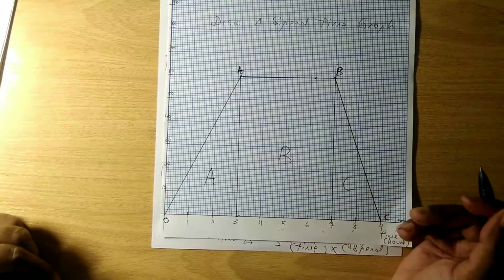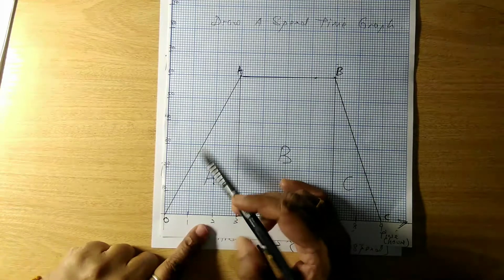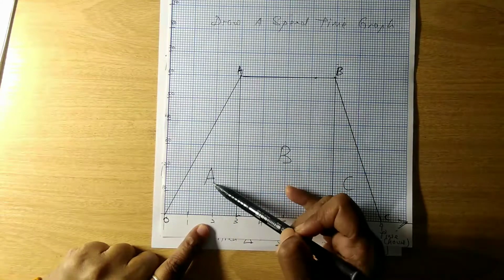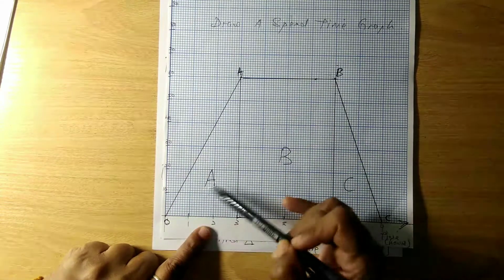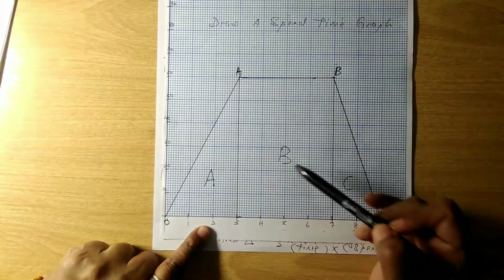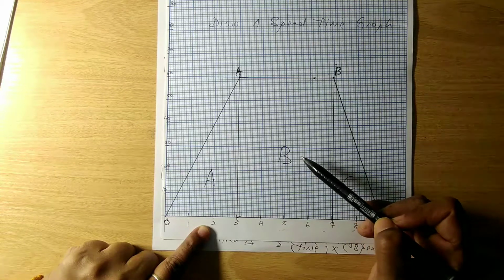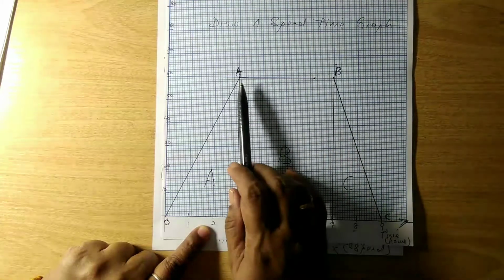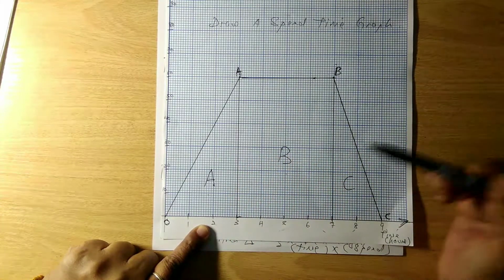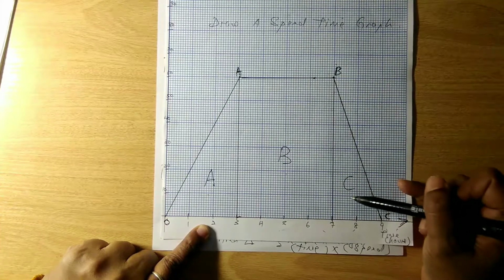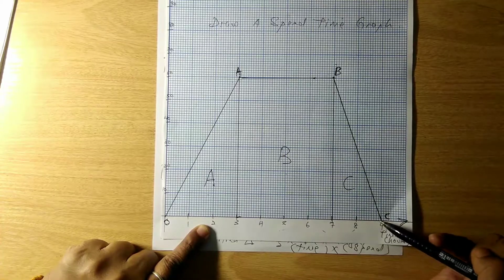Now this is a special feature of a speed time graph. We're looking for the area below lines. For line OA, the area A denotes the distance traveled by the particle from point O to point A. Likewise, the area below the line AB, area B, is equivalent to the distance traveled by this particle from point A to point B. And from B to C, the area below the line, C here, represents the distance traveled by the particle from point B to point C.